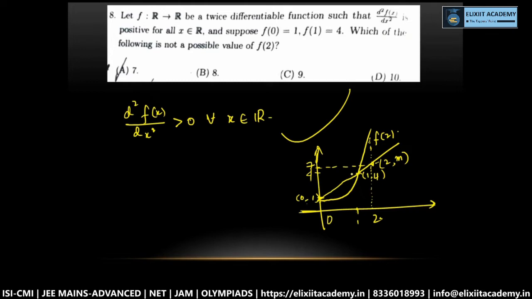They have asked which of the following is not a possible value of f(2). So this function f(x) is obviously concave upward. Obviously, this f(2) will be greater than 7 in this case. From this diagram only, you can see that f(2) is greater than 7. Obviously, it cannot take 7.